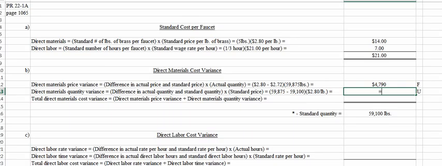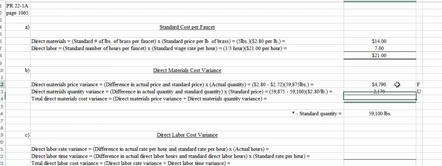So it's going to be equal to 59,875 minus 59,100, and then we're going to multiply by our standard price, $2.80. We get $2,170 unfavorable. Okay, now you guys, we're going to net these together.